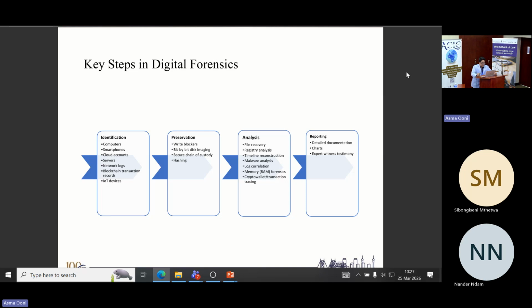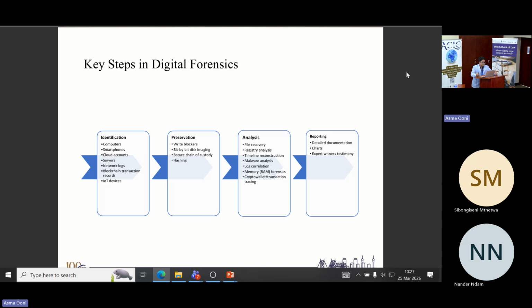Now come to the analysis part. So now we have the identification, now we have the preservation. So we have to analyze what the event is and how it goes. So we start with the file recovery, because the first thing is people who do the crime try to remove the digital stamps or footprints. So you have to do this.